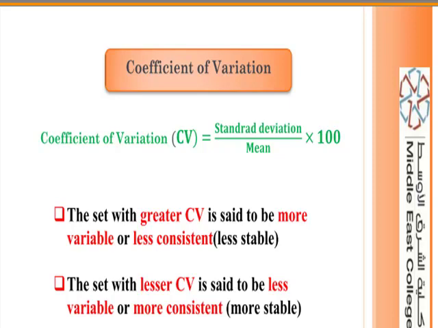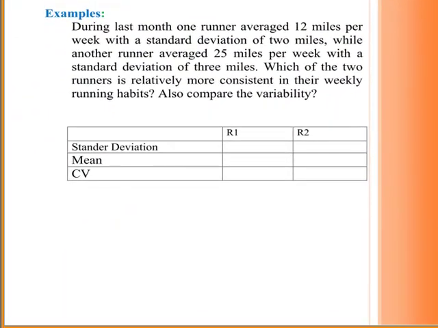From the value of a CV, if you have two different data sets, let's say CV1 for data number 1 and CV2 for data number 2, and you want to compare which one is more variable or less consistent, that means less stable. According to those two values, the set with a greater CV is said to be more variable, but it will be less consistent, while the set with a lesser CV is said to be less variable, but it will be more consistent.